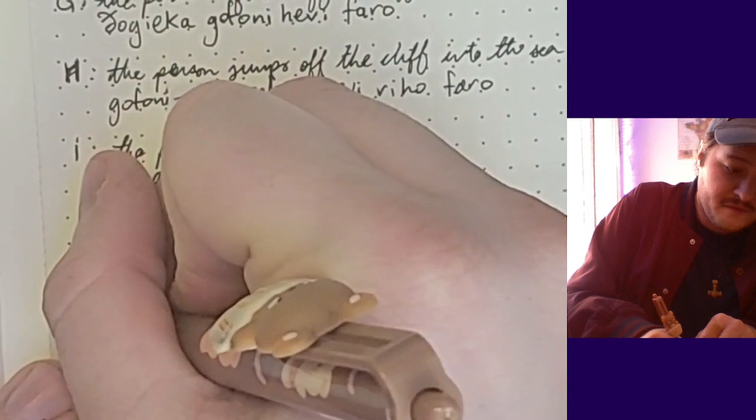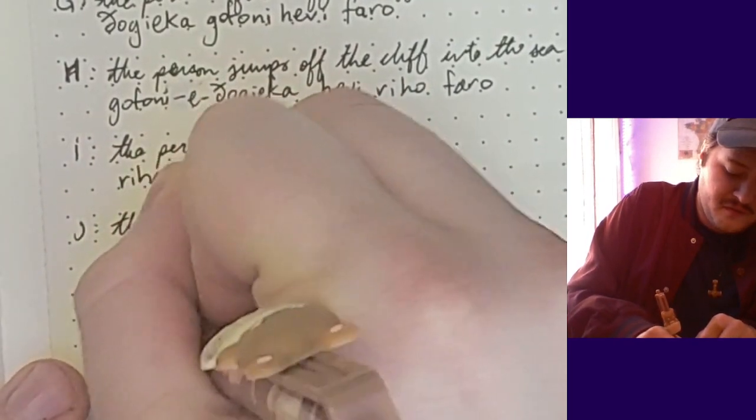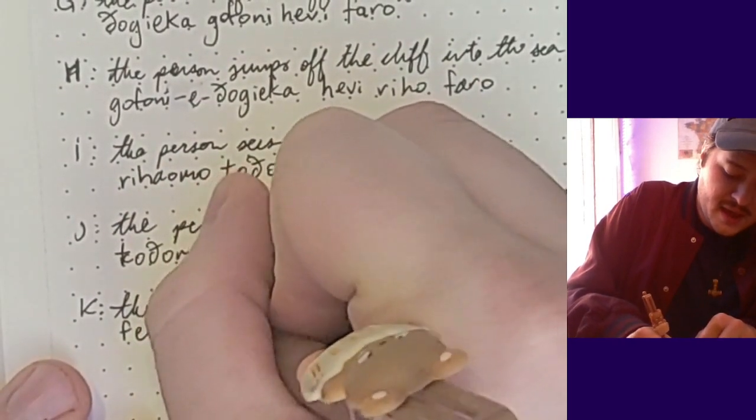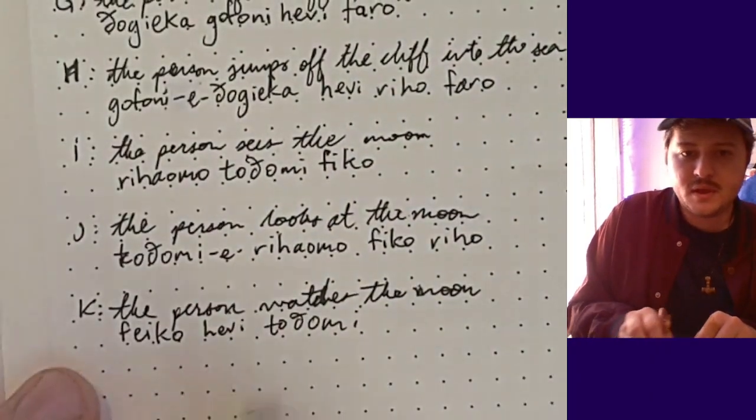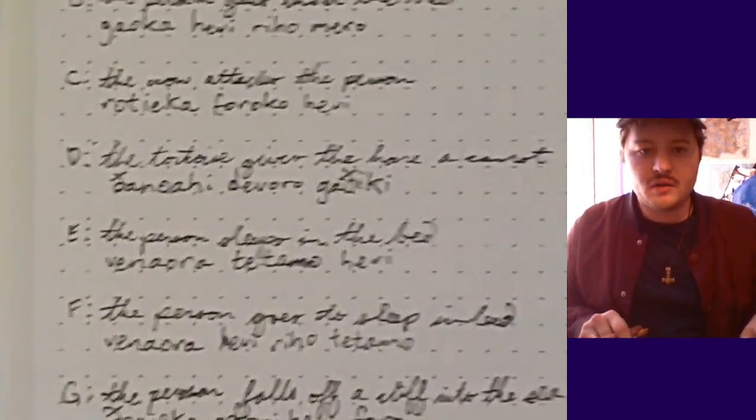And then the person eyes the moon. So eye is the verb, so it's fico. Fico is going to become feco. So it's going to be feco evi tozomi. All right, there we go. So those are all of our example sentences.